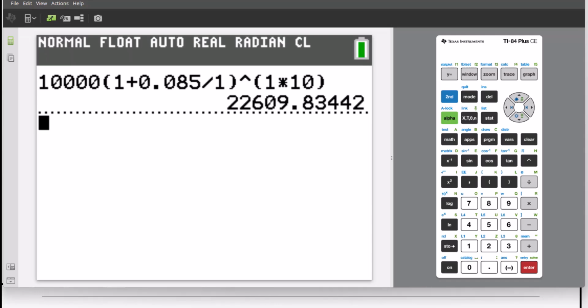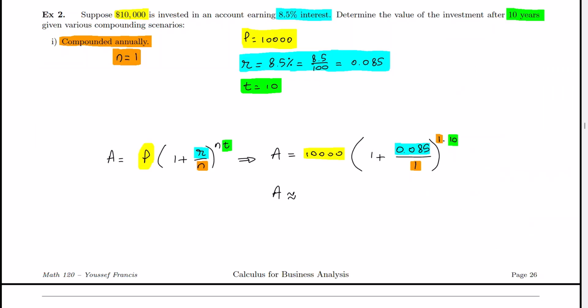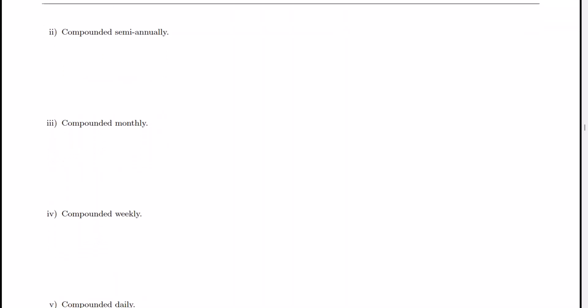Once I click enter, I'm going to see that the amount is roughly $22,609. So let's just transfer that to our page, and we will write in 22,609 point, let's say 83. So this is an amount in dollars. And so if I give my $10,000 to the bank and I'm earning 8.5% interest per year, and I'm earning it once a year, then I can expect to find $22,600 roughly in 10 years. So now we're going to do the same thing again, but this time we're going to figure out what the amount will be if I'm getting interest semi-annually.